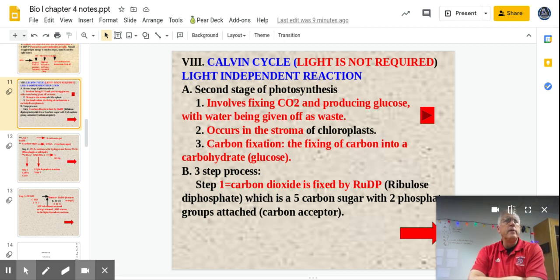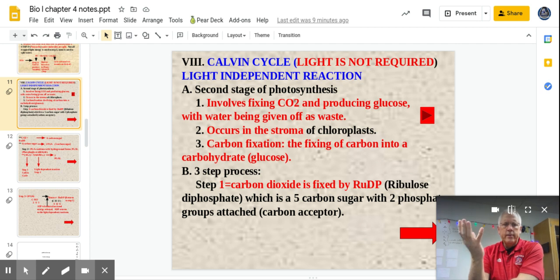So what happens is a plant sits there and it has this compound called RUDP. RUDP stands for ribulose diphosphate. What you need to know is it's a 5-carbon sugar with 2 phosphates attached to it. That's what it looks like. So it just sits there and waits.